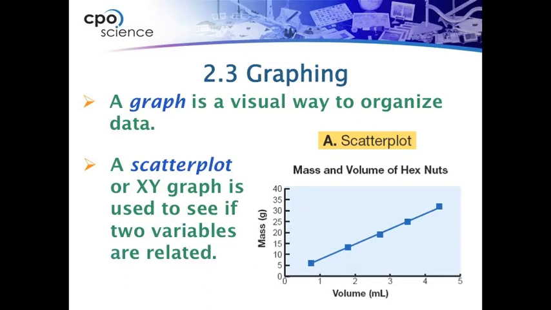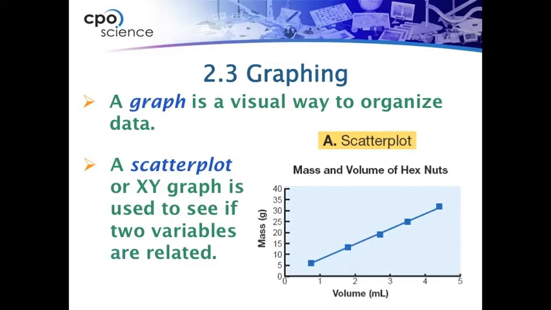The type of graph that we are going to work with for the majority of this year is what's known as a scatter plot or an XY graph. And we use this to see how two variables are related. Remember, we have talked about what a variable is. It's something in an experiment that you're going to physically measure. And we're going to have some different definitions for what exactly those are.